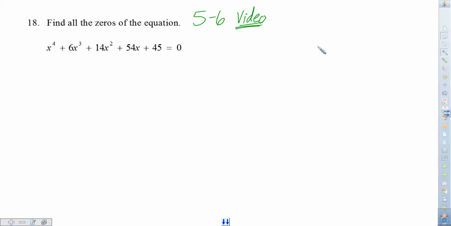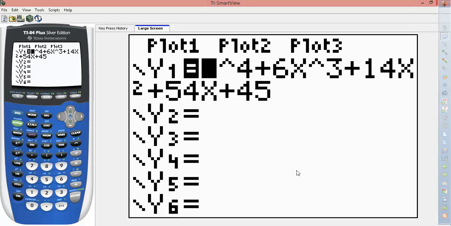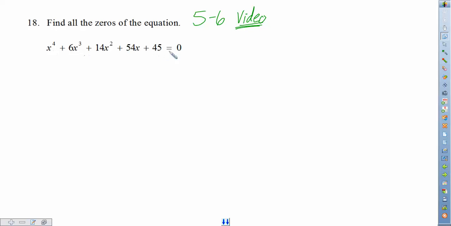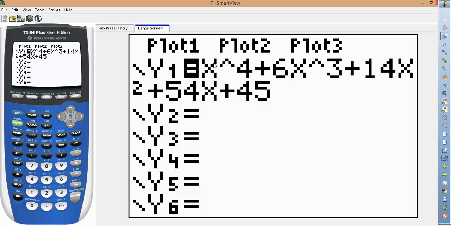So what's our first step? We use the graphing calculator to come up with the real zeros. So let's do that. So first step, type it into the graphing calculator. X to the fourth plus 6x to the third plus 14x squared plus 54x plus 45. That's easy to remember because I think everything was being added here. Sure enough, they were. No subtraction signs there. So as long as I have the numbers all right, a 6, a 14, yep, I'm good to go.